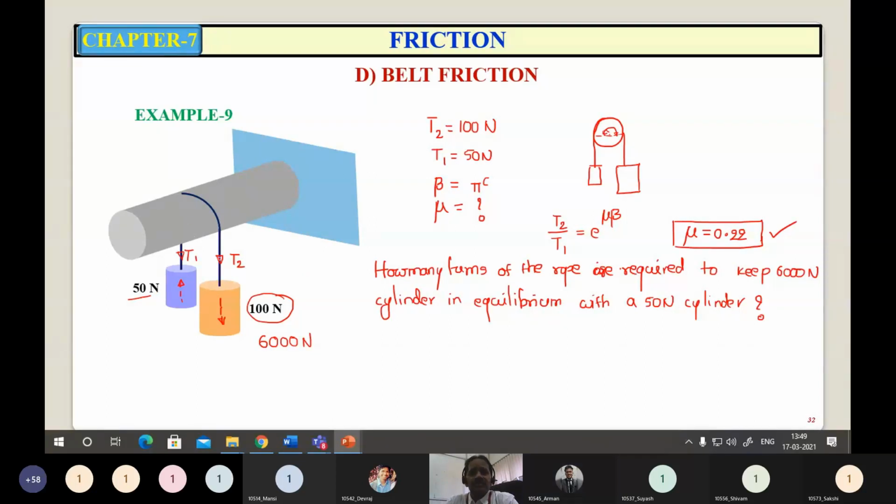Now, how many turns around the shaft of the rope are required? For that, you have to find out the lap angle. So now here T2 is 6,000, T1 is 50 Newton, coefficient of friction is 0.22. Using that expression, find out the lap angle first. The number of turns is equal to total lap angle upon 2 pi radians, because for one complete turn, that means 360 degrees, is 2 pi radians.